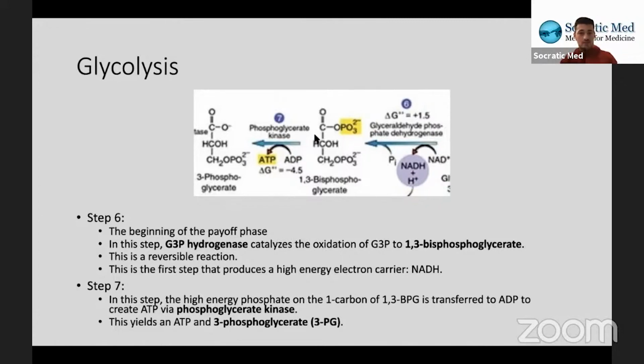Step 7, we have this 1,3-bisphosphoglycerate. And the high energy phosphate on the 1 carbon, that one that we just put here, is going to be transferred to ADP to create ATP via phosphoglycerate kinase. So again, remember, we're in the payoff phase now, so we're not using ATP to hydrolyze, we're actually creating ATP. So we take an ADP right over here, we take off one of these phosphates, boom, we get an ATP, and we get our product over here, which is 3-phosphoglycerate. So now we have this glycerate with only 1 phosphate group. And those are the products for step 7.